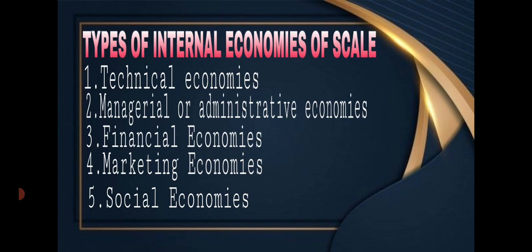Next one, marketing economies. They are available both in the purchase of raw materials and in the selling of the products. A large firm may get a bulk discount when purchasing raw materials. In terms of promotion, for large firms the average cost is smaller because the price of advertisement is the same for all firms. Social economies.